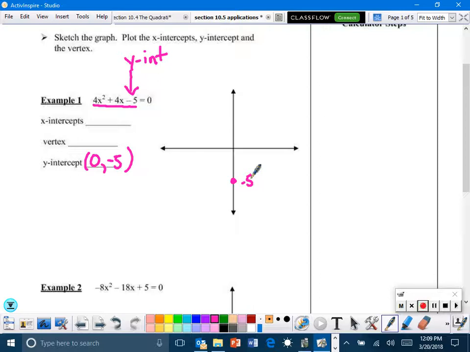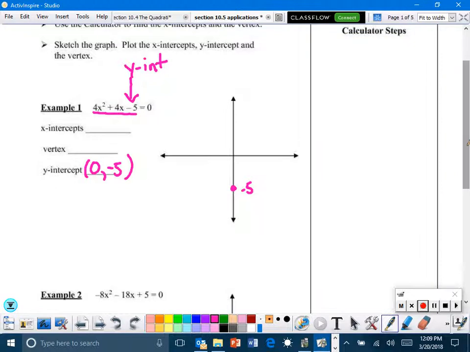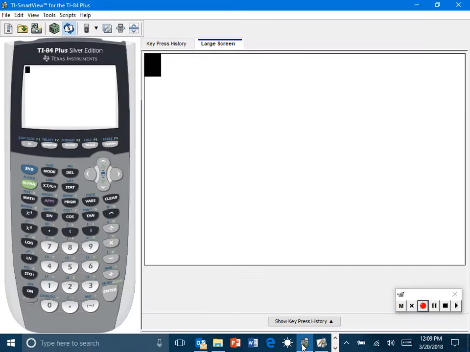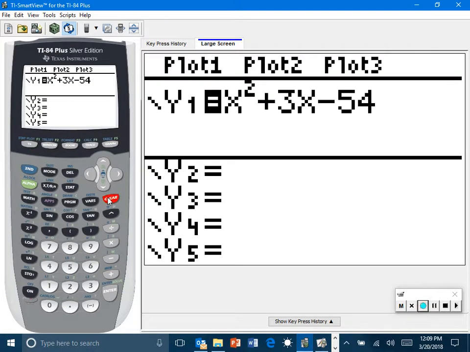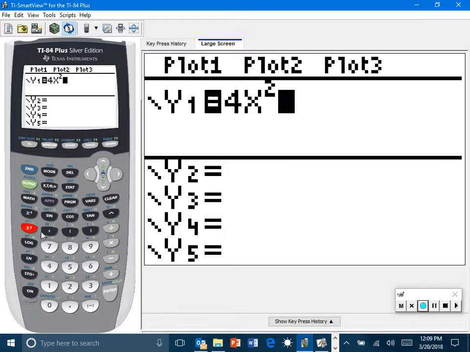So the first thing we're going to do, and you need to write these steps down, is type in y1 = 4x squared + 4x - 5. That is step 1. So here we go. 4x squared plus 4x minus 5.